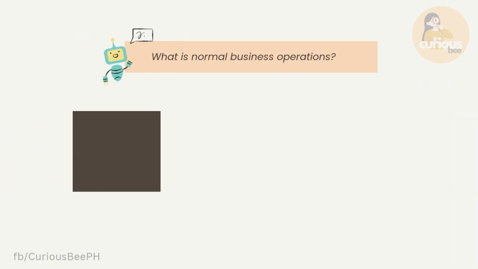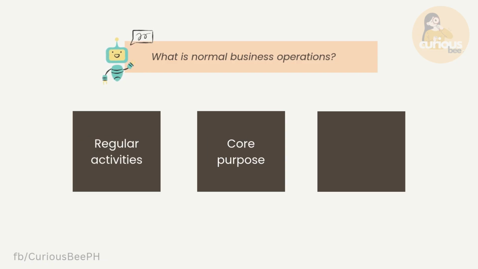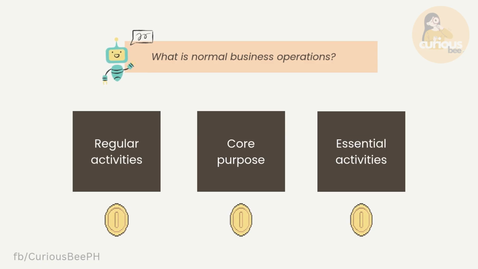But what is considered normal business operations? They are regular activities a business undertakes to fulfill its core purpose. These are the essential activities of the business in order to function and generate profits.